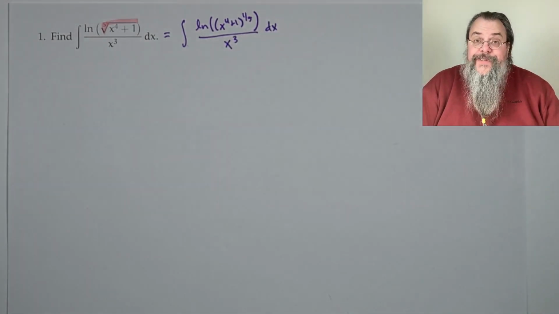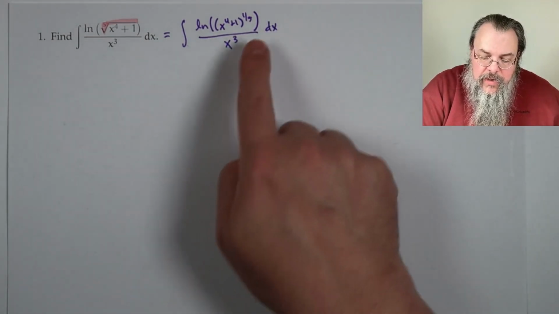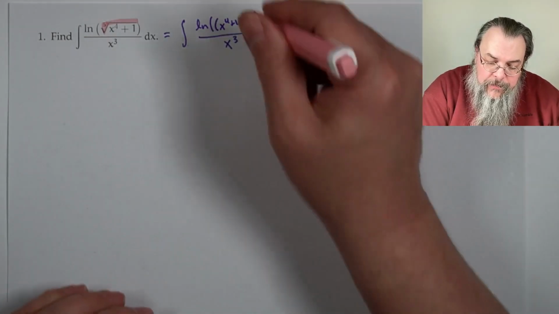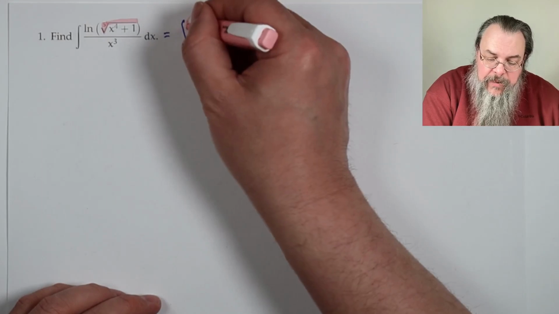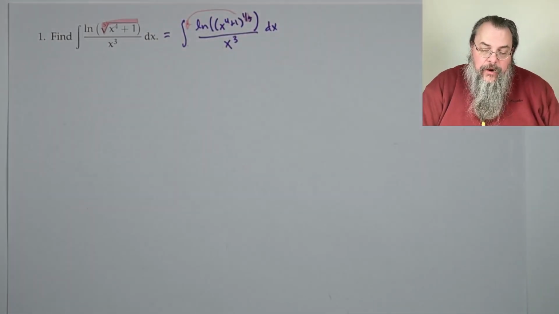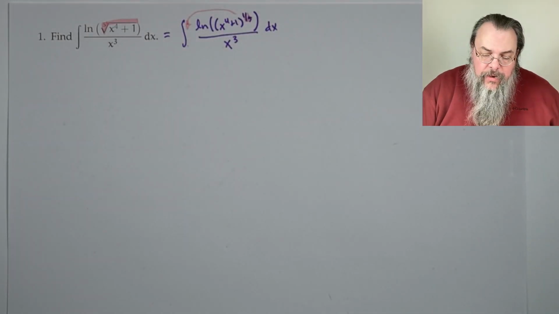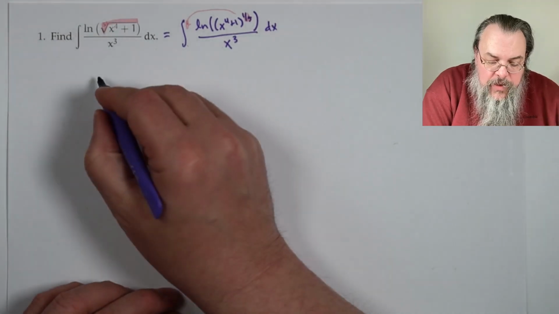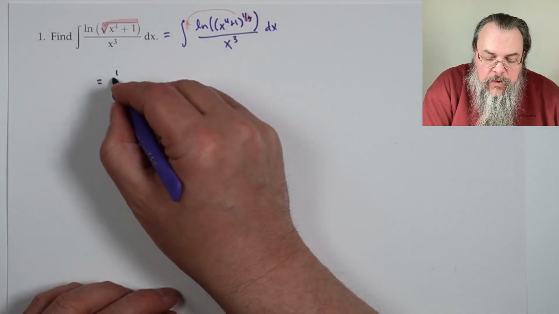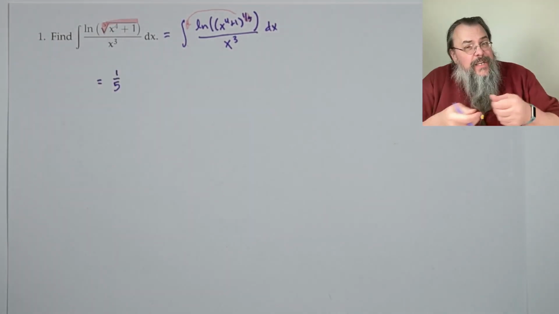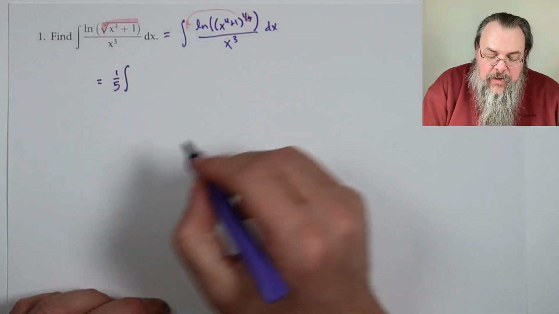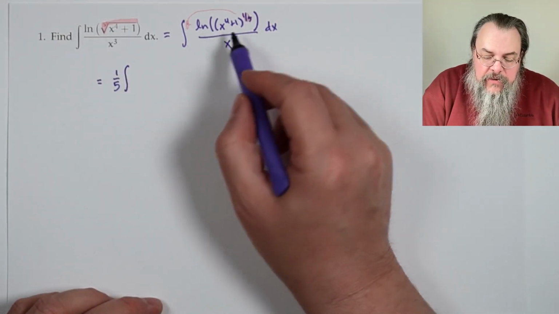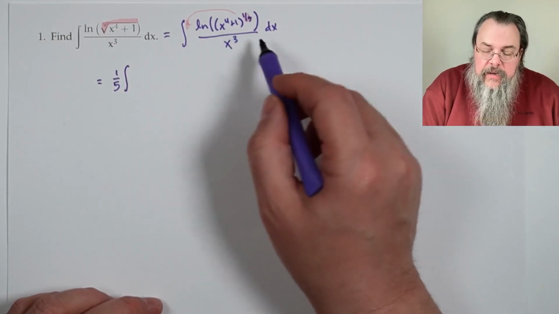Now, what's going to happen here? Well, you see that 1/5 power? Because we're inside the log, it can actually come out. And now it'll look a little bit less scary. So what do we really have? This is really the same as 1/5, and because it's a constant, you can pull it all the way out in front of the integral, and then we have log of x to the fourth plus 1 over x cubed.